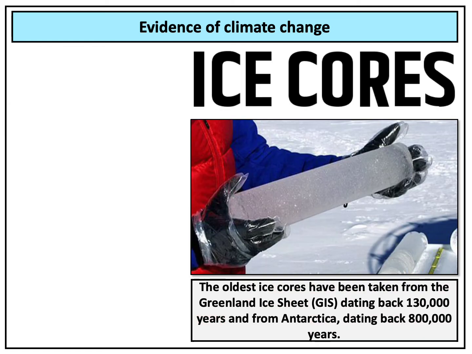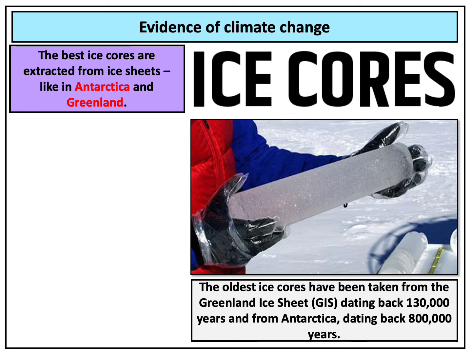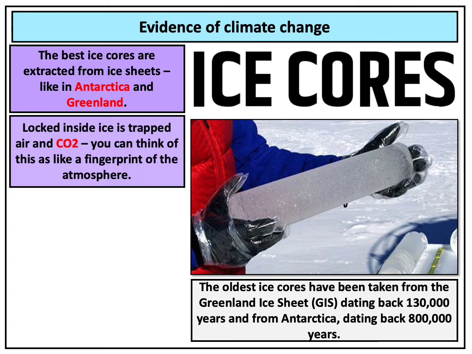The next one that we can look at is ice cores. The oldest ice cores ever retrieved have been gathered in the Greenland ice sheet, which is GIS for short, and that dates back 130,000 years. And also they've been taken from Antarctica, which is a lot longer time period. They can date back 800,000 years. So the best ice cores are, like I've just said, extracted from Antarctica and Greenland.